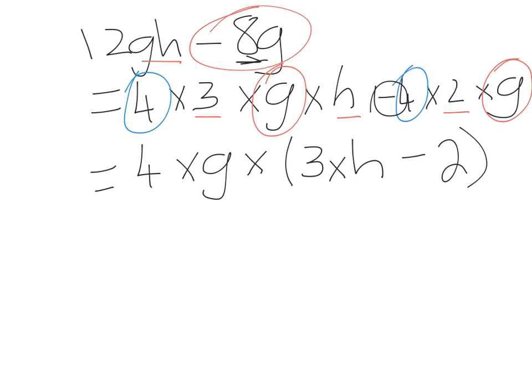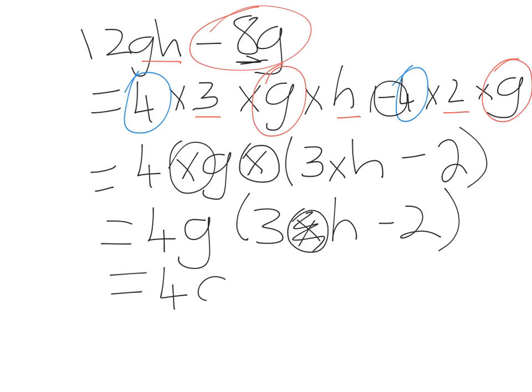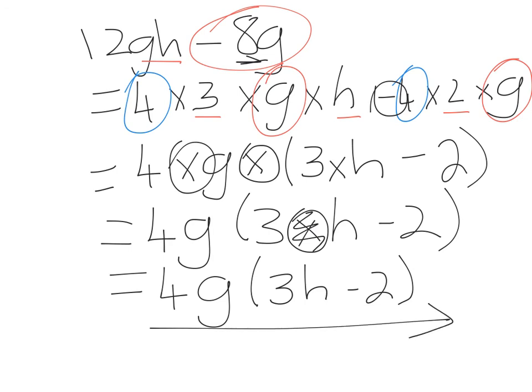All right, now we don't need these multiplication signs here, so let's simplify it a little bit. 4g, 3 times h minus 2. And I've just noticed that we also don't need this sign in here, because when we have our number next to a variable for multiplication, we can actually get rid of it altogether. So we've got 4g times 3h minus 2. And we have now factorized our original question.